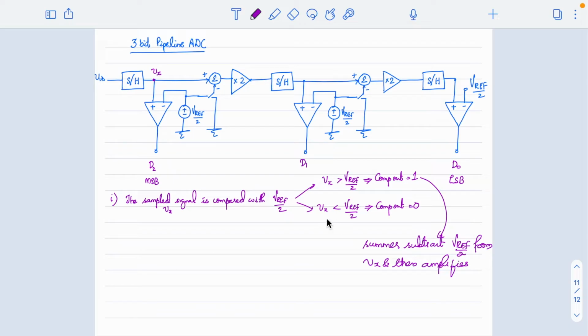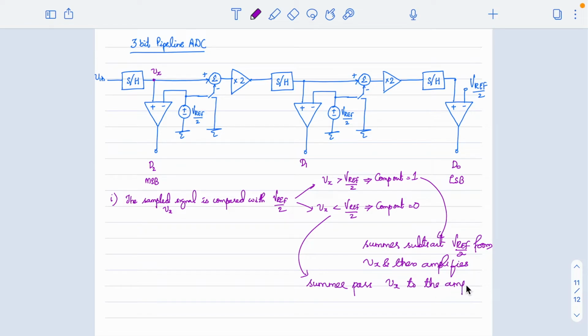This is one case. The other case is if your sampled voltage is less than Vref by 2, then the summer will pass the original signal. So how can this summer pass the original information? The other input will be given 0. Then the summer passes Vx to the amplifier.